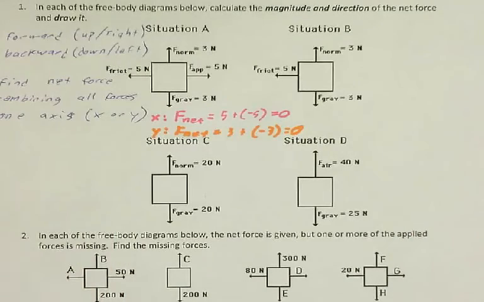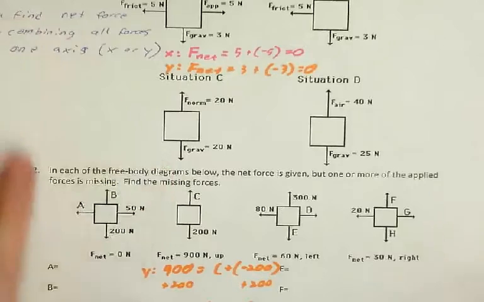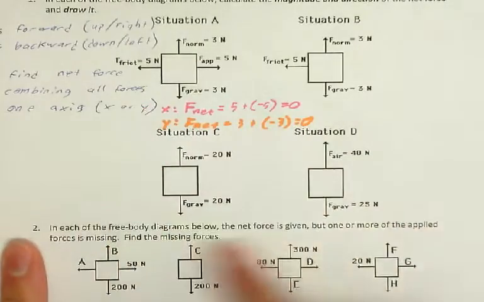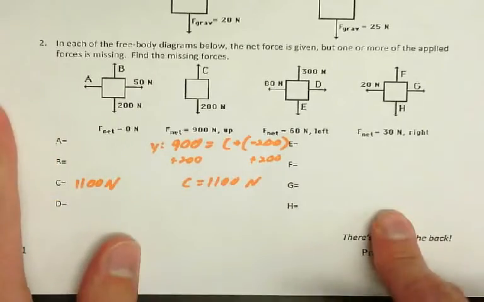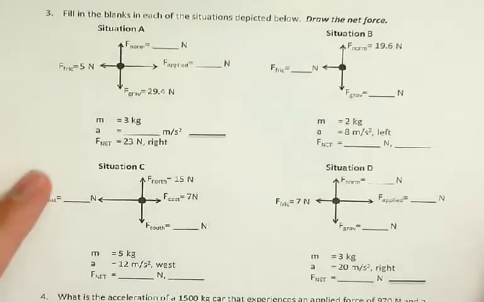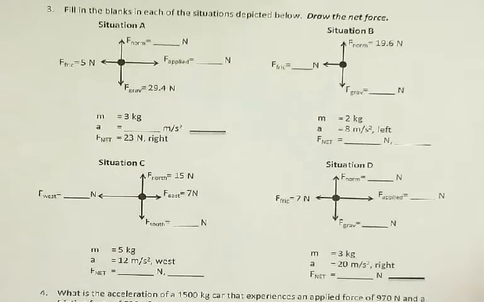Okay? So here's what I'm going to do. I'm going to come around and see what questions you have. I want you to work on 1 and 2. Get situation A, B, C, D all finished, and then do A through H. Once you've got those all done, turn over to the back page, and I want you to try the back. You may need some help on the back, which I can offer very easily.